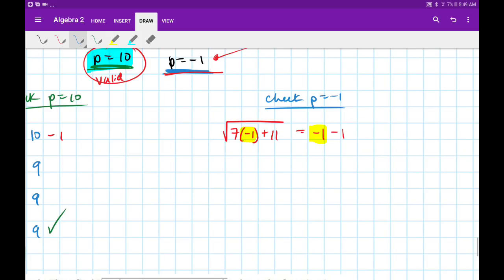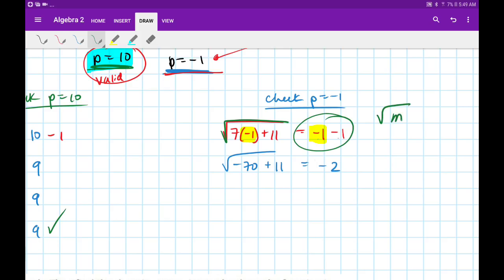Let's simplify the left side. 7 times negative 1 is negative 7. Let's simplify the right side. Negative 1 minus 1 is negative 2. Now, without doing any more work, I already know that this is extraneous because the square root of something can't ever give me a negative number.